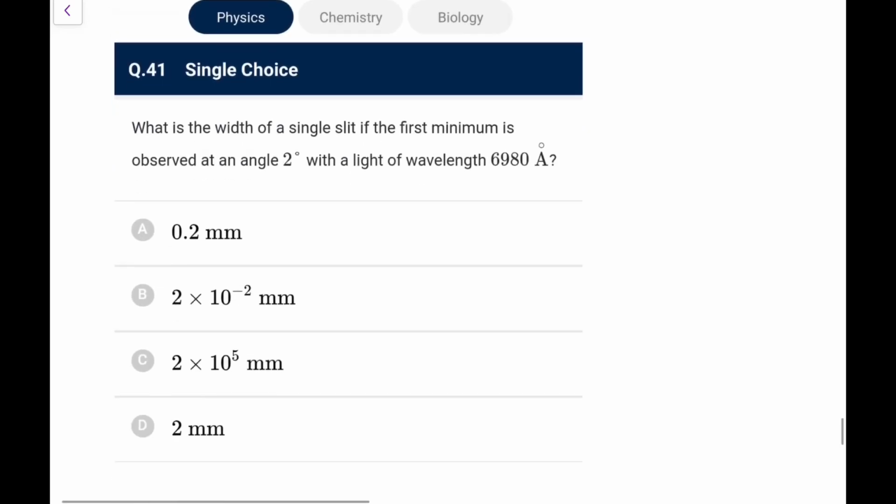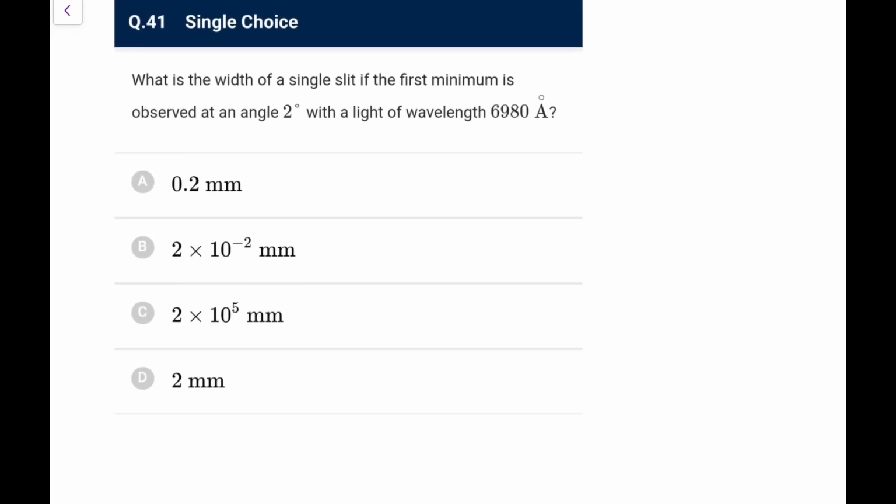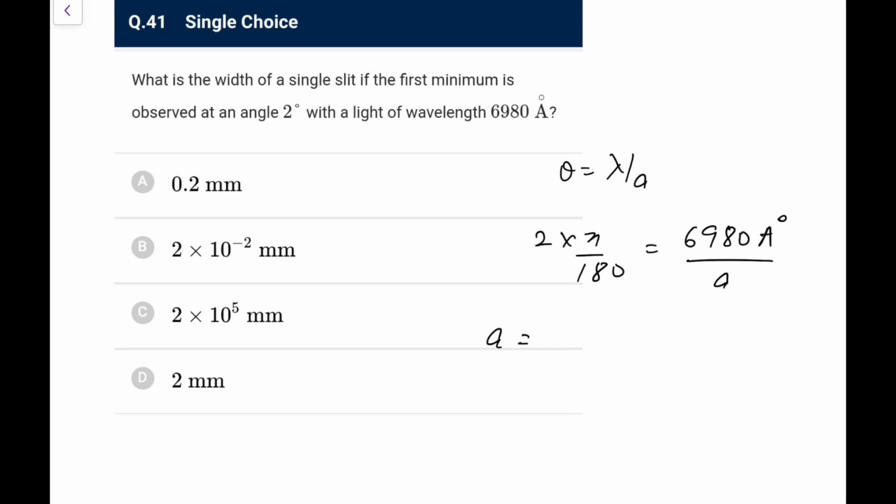Next one. What is the width of the single slit if the first minimum is observed at 2 degree with respect to the normal? So first minimum you get at sine theta or theta equals lambda by a. So theta is 2, that is 2 into pi by 180 small angle, 6980 angstrom upon a. So a comes out as 6980 into 180 upon 2 pi.